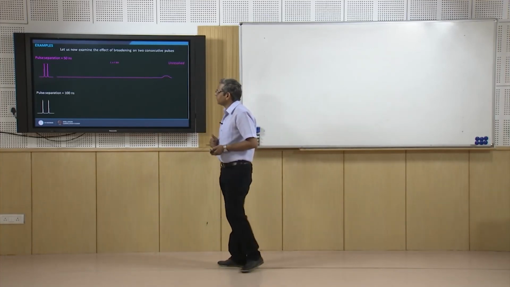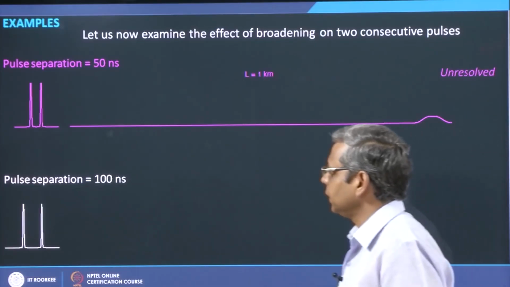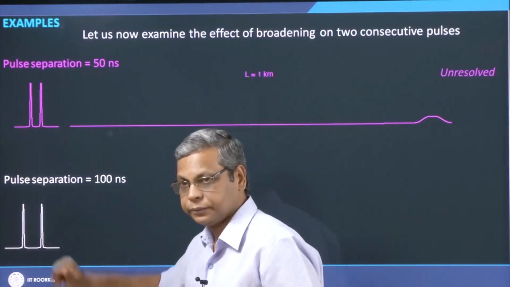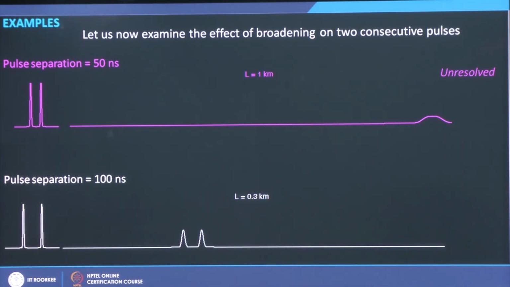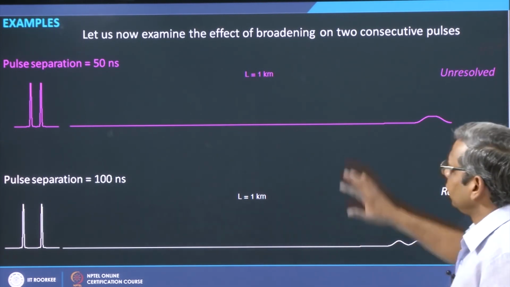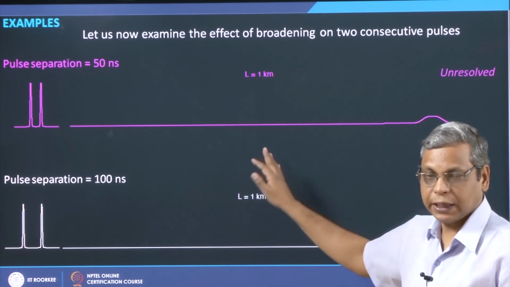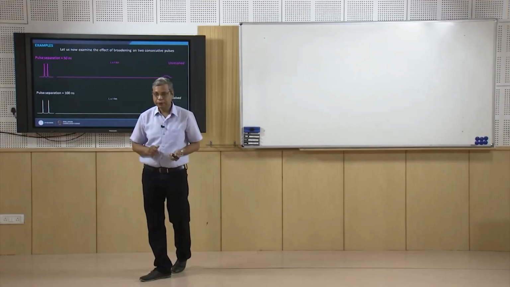So, let me now increase the separation between the pulses and let me make it 100 nanosecond. Now, if I propagate these through this fiber, so now I can see the pulses are broadened, but they are still resolvable. Okay. So, for a given broadening, this was the case for delta tau corresponding to 50 nanoseconds.